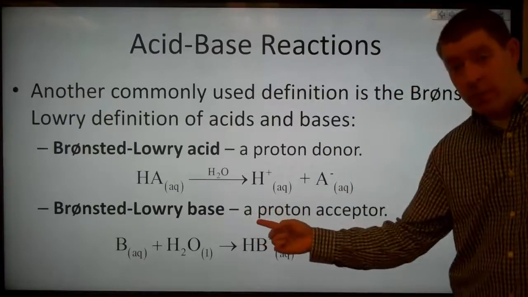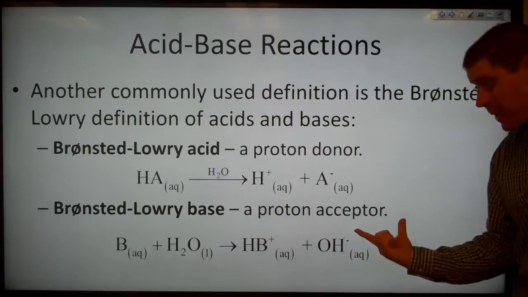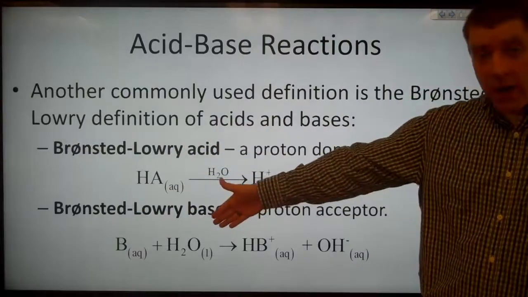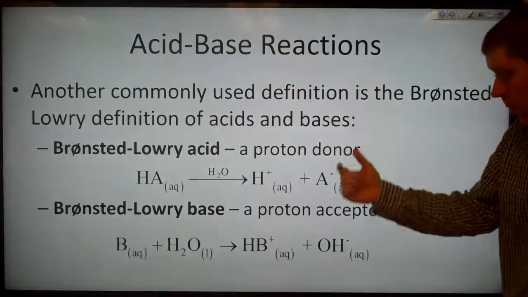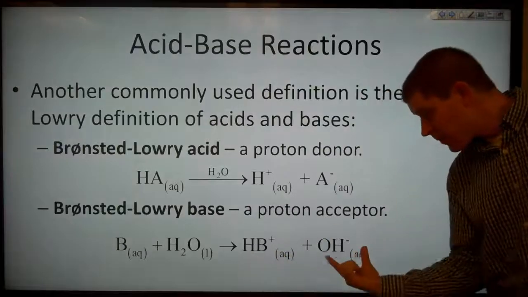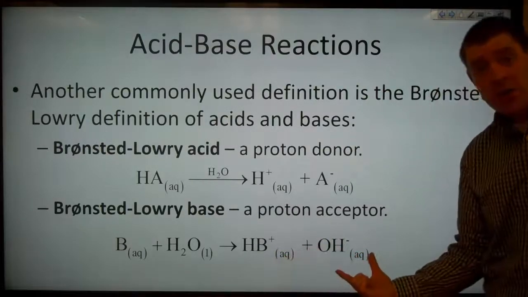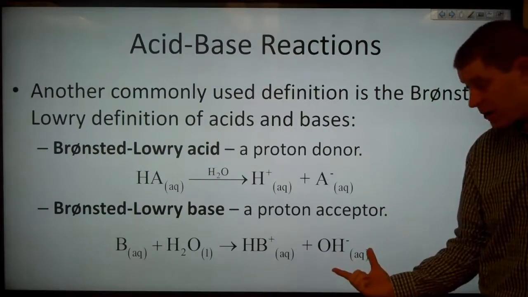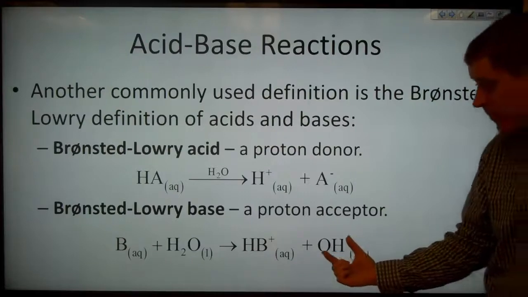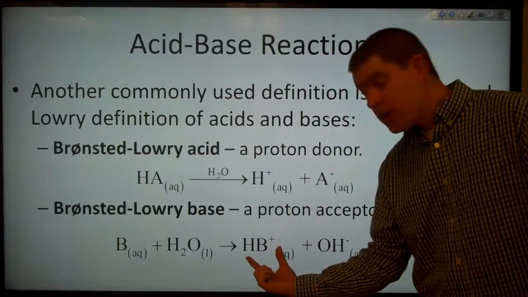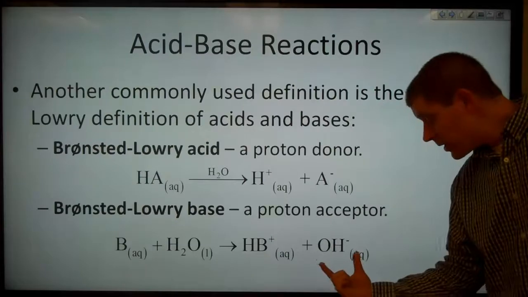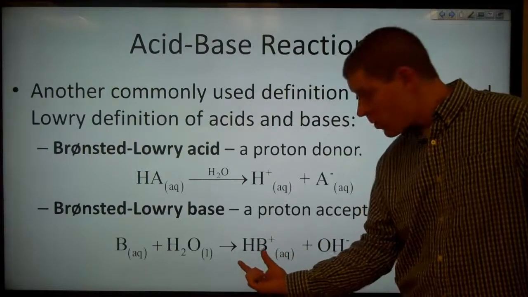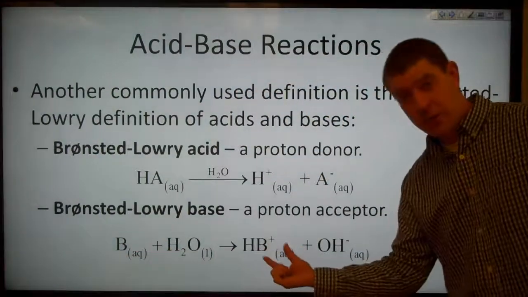A Brønsted-Lowry base, on the other hand, is a proton acceptor. Here we have our base, we add the H2O, the water, and we end up with HB plus and OH minus. So again, we still have the same chemical reaction that we had for the Arrhenius definition, only in this case we're now looking at the base in terms of not producing hydroxide ions, but rather accepting this H plus. We've gone from B to HB plus.